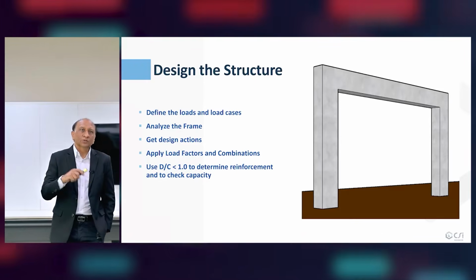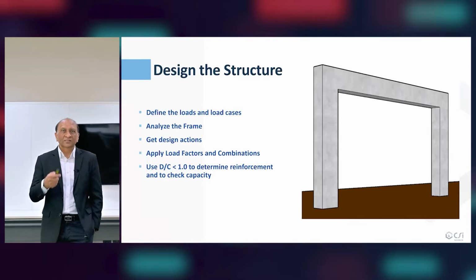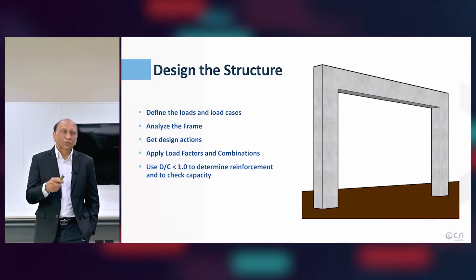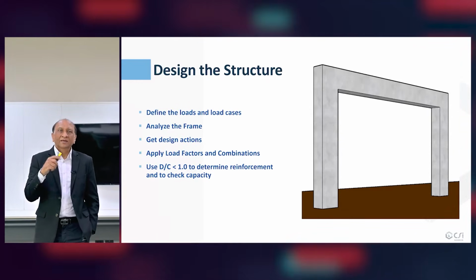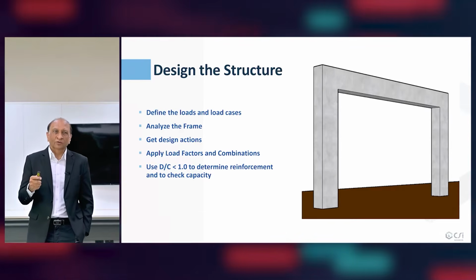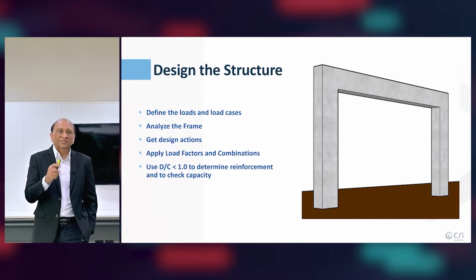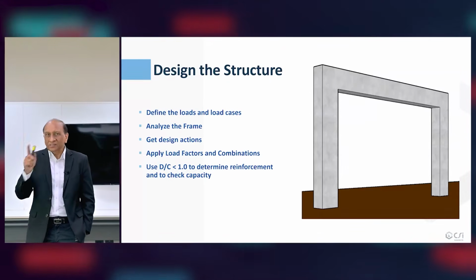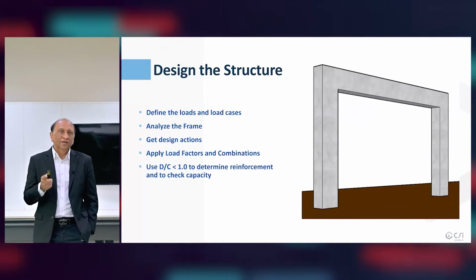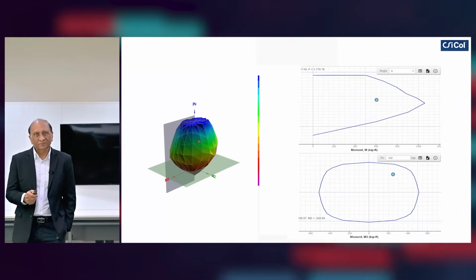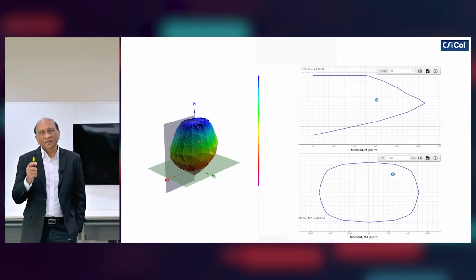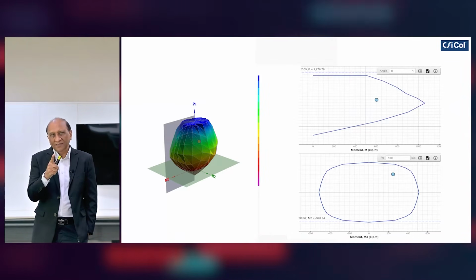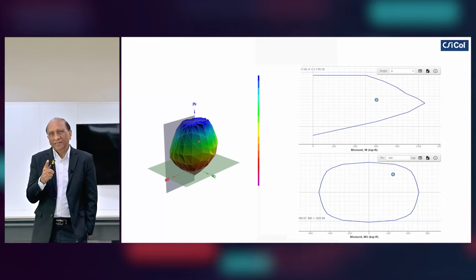So now let's get back to the design of a structure. Let's say we are supposed to design a frame like this. Then, like I mentioned, we define the loads and load cases, analyze the frame, get the design actions, apply load factors and combinations, and then use a DC ratio less than 1 to determine reinforcement and check capacity. That's how the design code works, as you know, for capacity-based design. But the problem is that if the applied load is inside, we consider it to be safe, that point here.